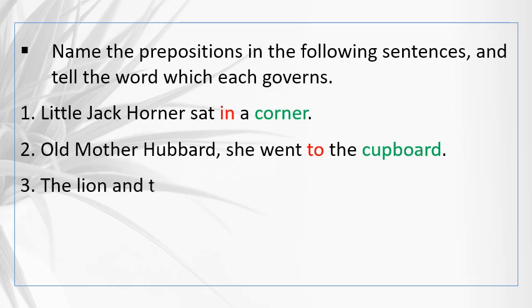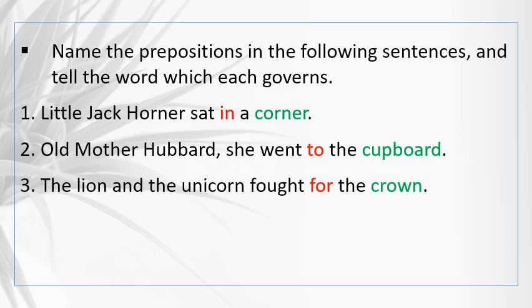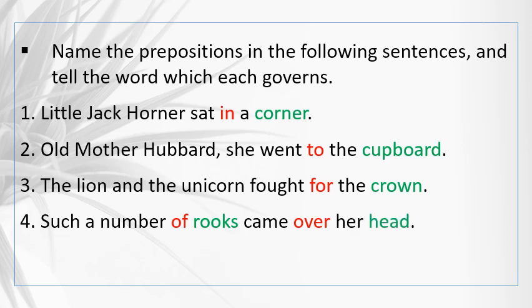Number 3: The lion and the unicorn fought for the crown. In this sentence, the noun crown is in the accusative case governed by the preposition for. Number 4: Such a number of rooks came over her head. In this sentence, the noun rooks is in the accusative case governed by the preposition of. In the same sentence, there is one more preposition, that is over, and it governs the word head.